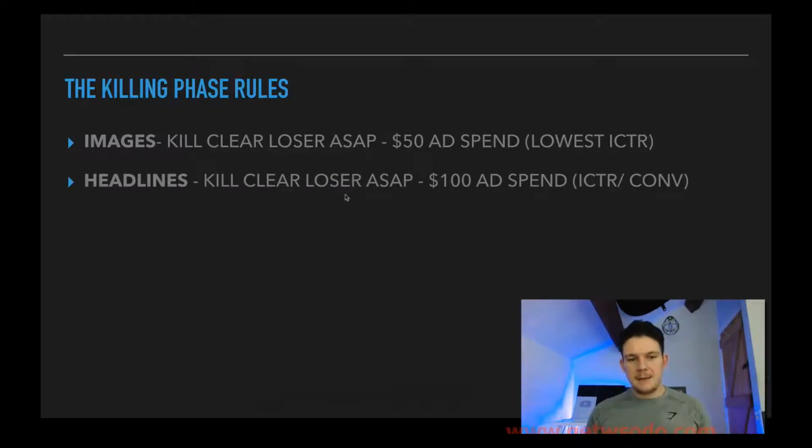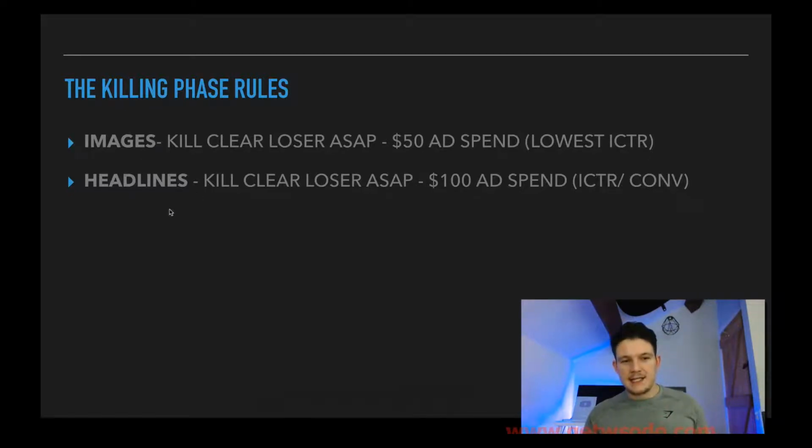The same applies to headlines as well. So the headlines under the images I'm talking about now. I like to leave this a little bit longer. After I've spent $100 on the campaign, I want to see if any of the headlines are getting a really low ICTR. The reason I like to leave it a little bit longer with headlines is because the headlines don't have as much of a big impact on the click-through rate as the images do. With the images, you can quite clearly see that this has got a low click-through rate, so it's probably going to be quite expensive if I leave this running, and you can get rid of it.